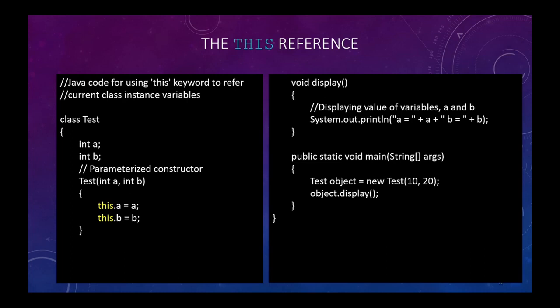It's going to go back to the main. It's going to do object.display. Okay, so it's going to go up to that display, and it's going to display A equals 10, B equals 20. Okay, but the this on the left is saying that the this is the object A and B is going to be set equal to the method A and B.